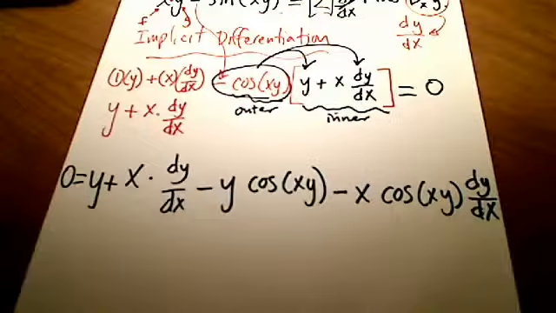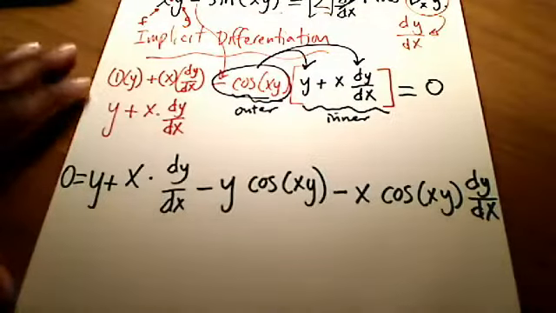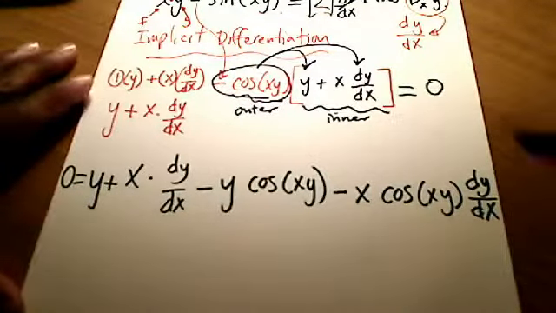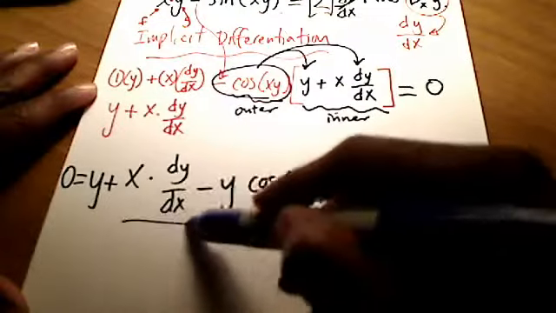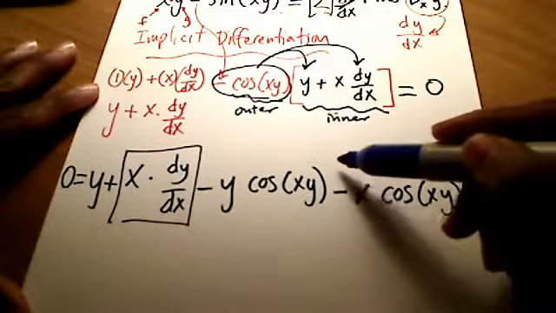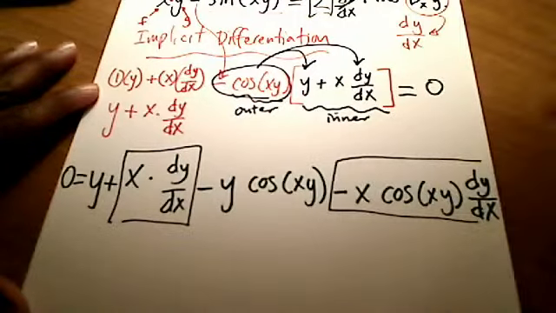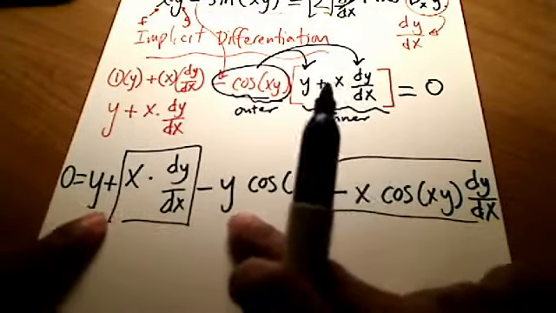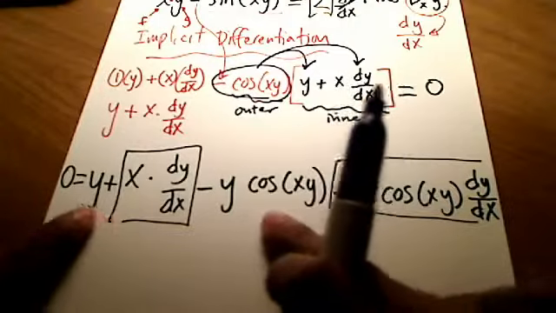Alright, so let's see, if you paused the video and you came up with an answer, let's see what you've got, okay? Do you see that this term right here, I'll put it in a box, this term right here has a dy dx in it, and this term right here has a dy dx in it, okay? But these two terms here do not have a dy dx in it. These guys right here don't have a dy dx.